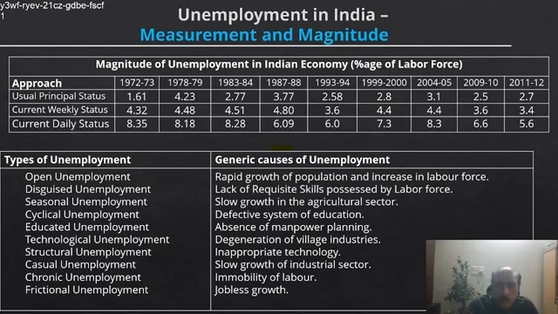The data presented in the table indicates clearly the rate of unemployment. You see that as per the usual status, the rate of unemployment is about 1.6%. After increasing to 4%, it has stabilized around 2.7% by 11-12. For weekly status, obviously, the rate of unemployment will be higher, and it is around 3.5-3.6% in the last few years. And the current status is 5-6% is the rate of unemployment.